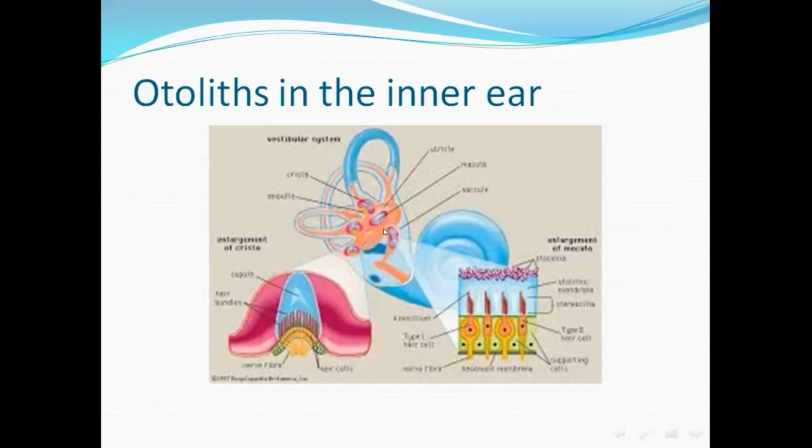Due to an abnormal etiology, these crystals can move from the utricle and go to any of these semicircular canals. The most common site is the posterior canal, in 70 to 90% of the cases. In 10 to 20% of the cases, it may go to the horizontal canal, and in less than 1%, these crystals or the otolith organs can go to the superior or anterior canal.